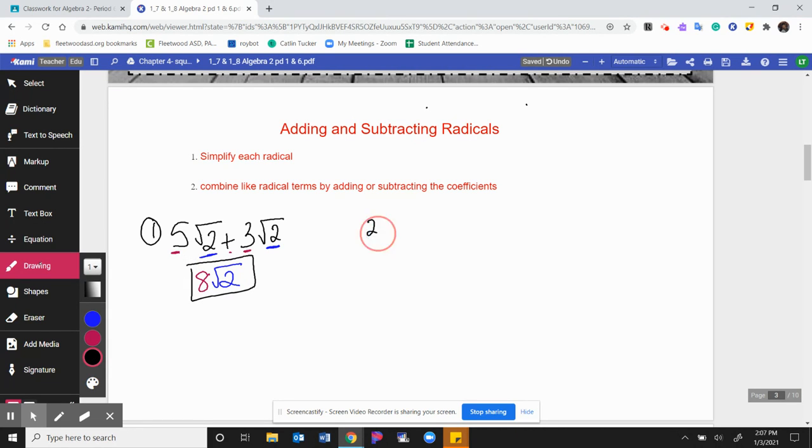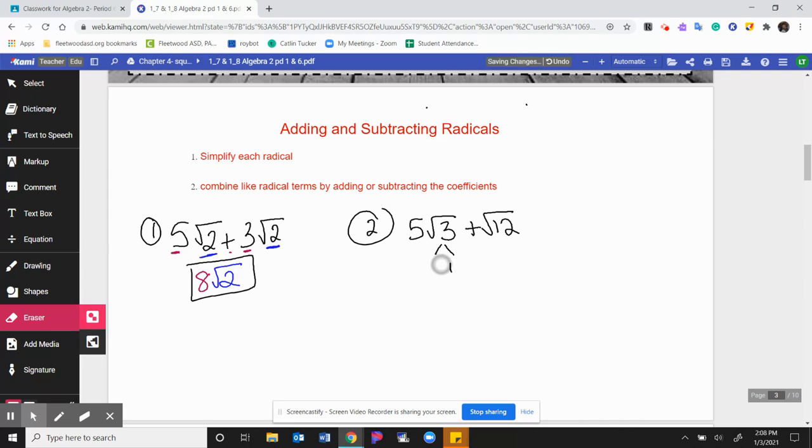Okay, let's take a look at the next one. Next one here, we have 5 times the square root of 3 plus the square root of 12. Okay, if we look here, it says simplify each radical. That's our first step. So if we look at our first one, nope, that does not simplify any further, because if I would go and try and break down that 3, I'd only get a 3 and a 1. Okay, and that tells me that I can only break it down by 1. Okay, that tells me that it can't be broken down any further.